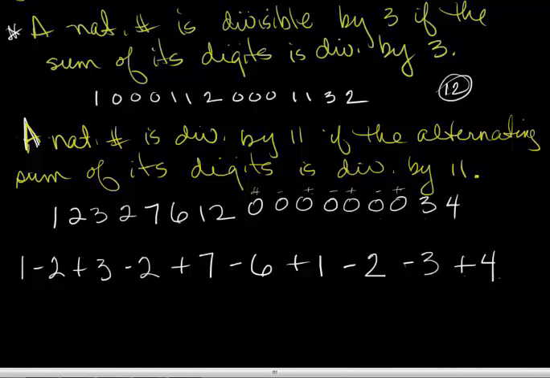Okay, and if you add all this up, well, we get negative 1, plus 3 is 2, minus 2 is 0, plus 7, minus 6, we have 1, plus 1 is 2, minus 2 is 0.